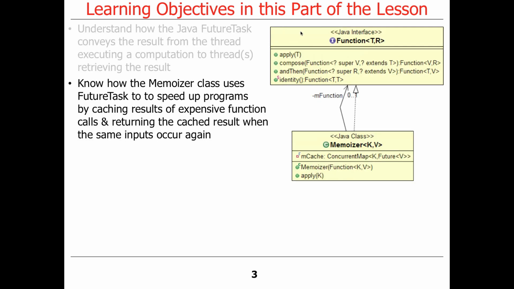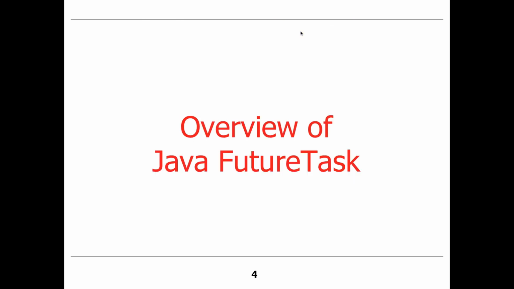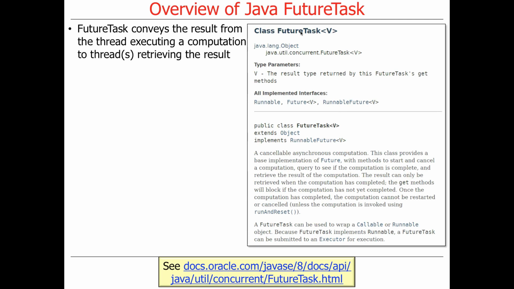And then we're going to talk about this really, really cool helper class called the Memoizer, which is something called memoization, which always sounds like Elmer Fudd has said it. And we'll talk about what a Memoizer is, and we're going to talk about its implementation and how it uses FutureTask to speed up programs by caching the results of expensive function calls, like computing prime numbers, and then returning the cached result again when the same inputs occur henceforth. So I'll show you that. It's really neat. But first, let's talk about what a FutureTask is.